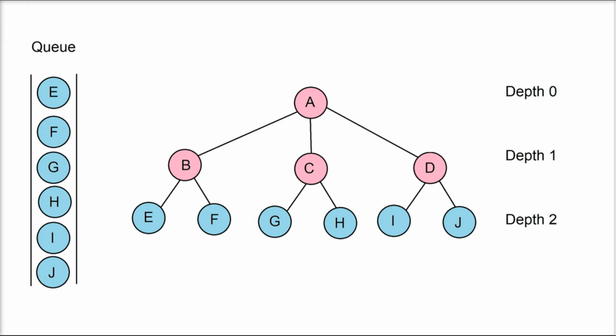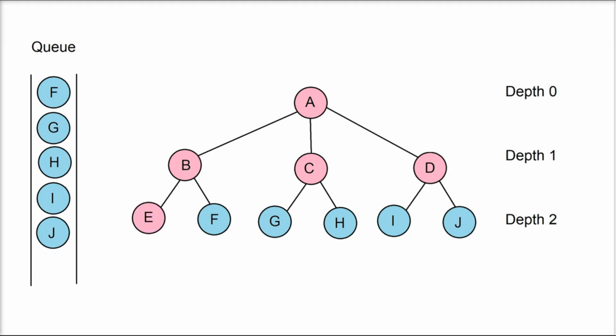Just like before, we remove the first node E from the queue, but in this case we see that we've reached a leaf node, meaning that it has no child nodes. So we don't need to add anything to the queue, we can just mark it as visited and continue. Remove the next node F from the queue. No children again, so just mark it as visited and continue. Remove G, then H, I, and finally J. Now the queue is empty and we've finished our traversal.